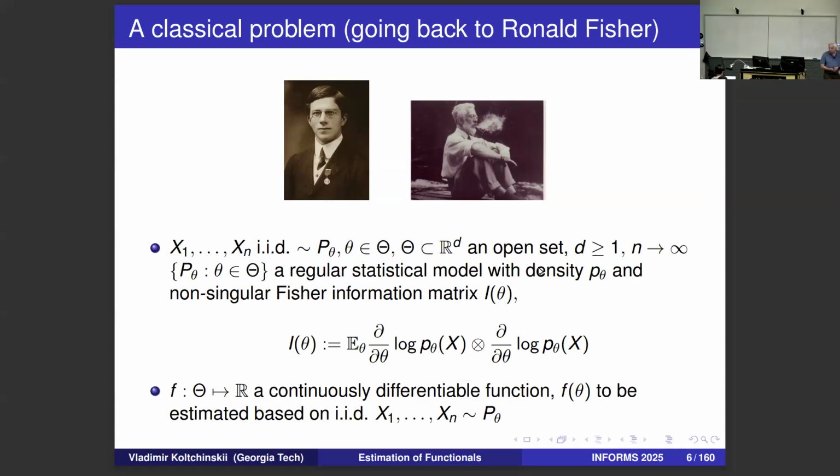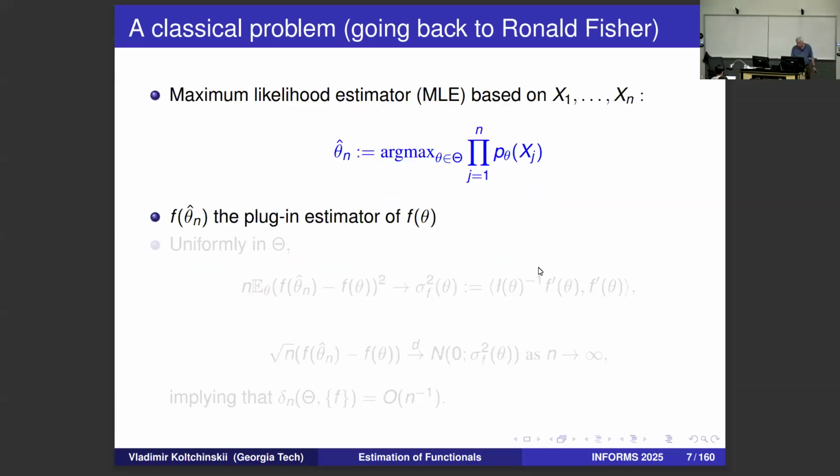So what Fisher would do in this situation, in order to solve this problem of estimation of a smooth function, is use his maximum likelihood method. He would compute the maximum likelihood estimator, the estimator that maximizes this product, and then he would use a plug-in estimator based on maximum likelihood.